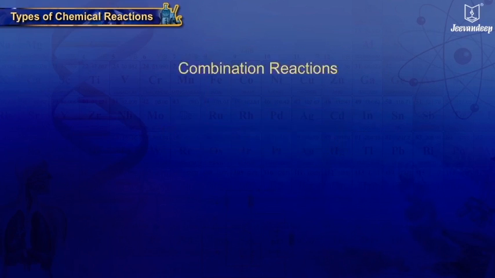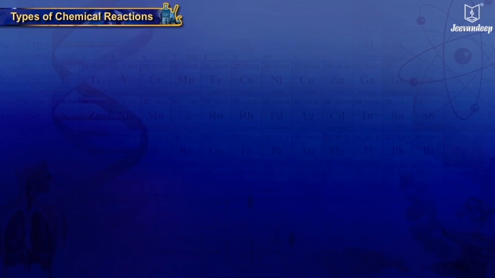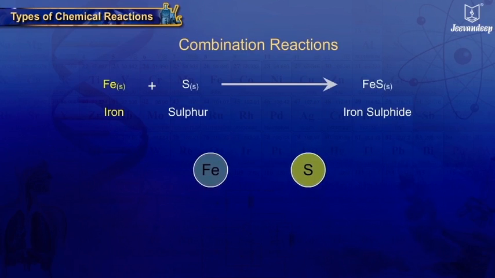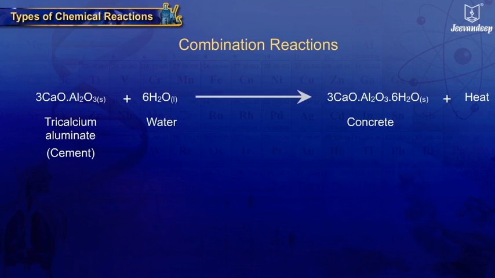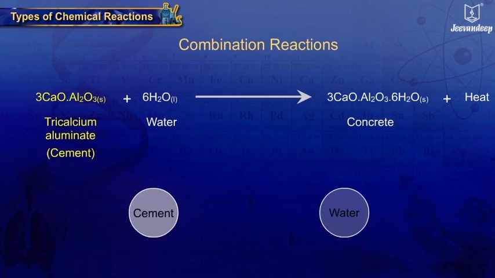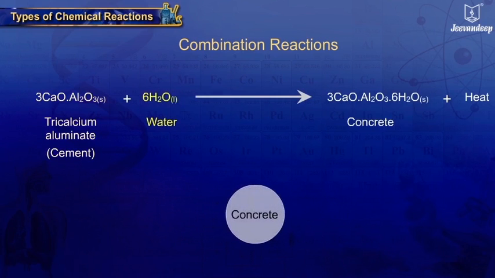Combination reactions. When two or more substances, that is, elements or compounds, combine to form a single product, then the reaction is known as combination reaction. Here, iron combines with sulfur to give a molecule of iron sulfide. In this case, tricalcium aluminate, that is, cement, combines with water to give concrete.